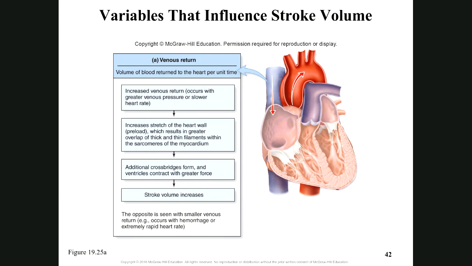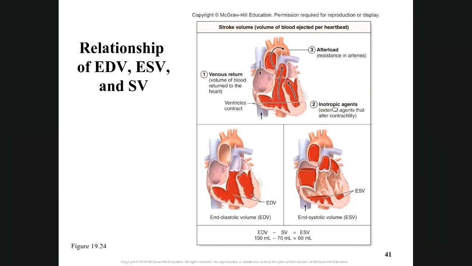The inotropic agent, as you see here, and we talked about it before, some positive inotropic agents can work on our stroke volume. They can increase calcium level in the sarcoplasm. So when we have more calcium in the sarcoplasm, then the calcium and troponin can attach to each other more, and then we have more power of contraction. Additional cross bridges form, and the ventricle contracts with a greater force, and the stroke volume again increases.